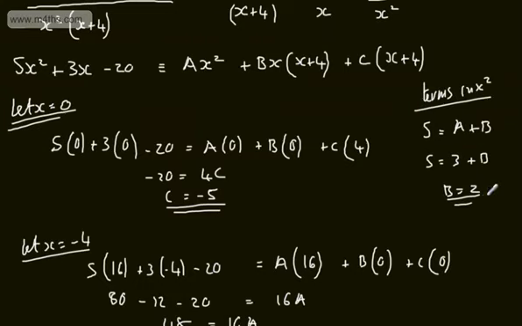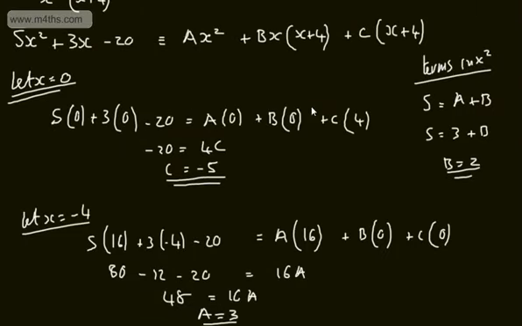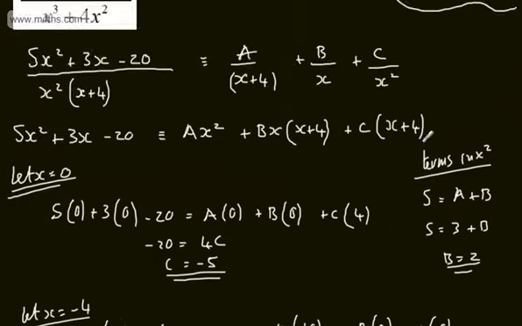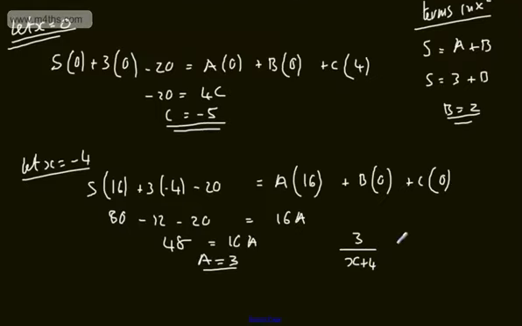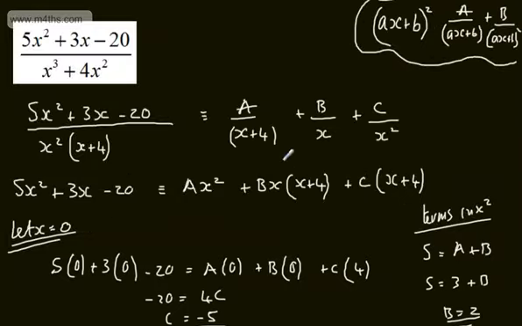So I've now got my 3 values, and I can put these back in just here. So I've got now a is 3, so we're going to have 3 over x plus 4, so let's write this in, 3 over x plus 4. Then the next one I've got b is 2, so that's going to be plus 2 over x, and then we're going to have c, which is minus 5 over x squared. And now I've expressed that single fraction as a sum of its partial fractions. So we've gone ahead and worked through that and found this like so.